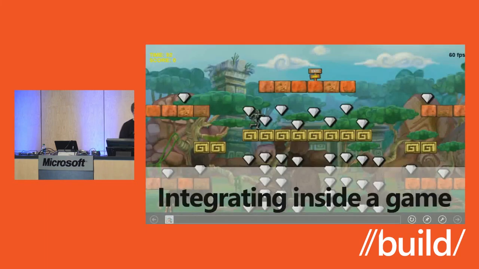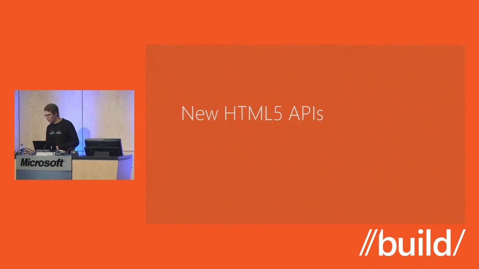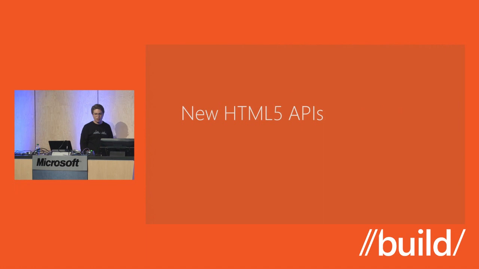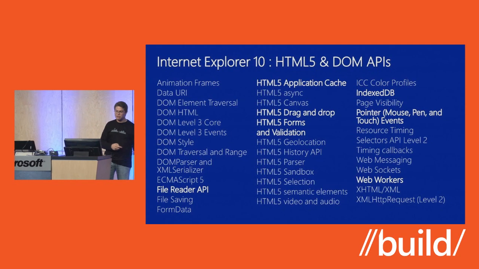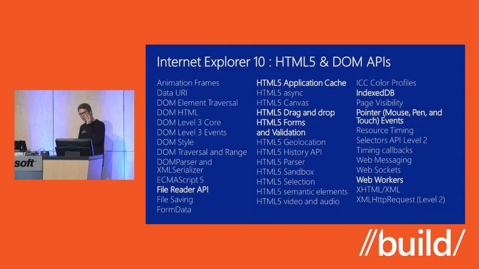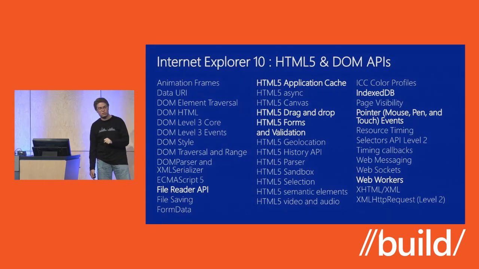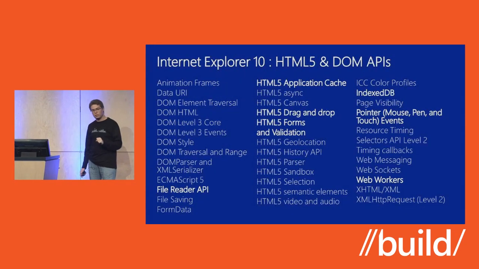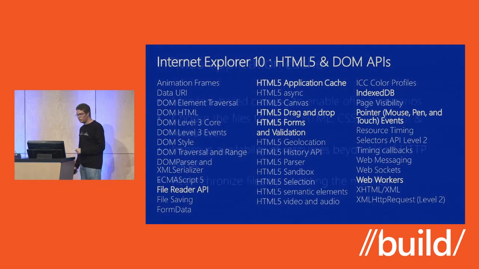So we've seen my game. So let's concentrate ourselves now on the new HTML5 APIs. Again, there is a lot of new stuff in IE10, some existing stuff coming from IE9, and IE10 brings some new cool APIs from the W3C. So we're going to concentrate on application cache, drag and drop, forms, which is really cool, IndexedDB, so it's a database available client-side, file reader APIs, and web workers to potentially enhance the performance of your website.